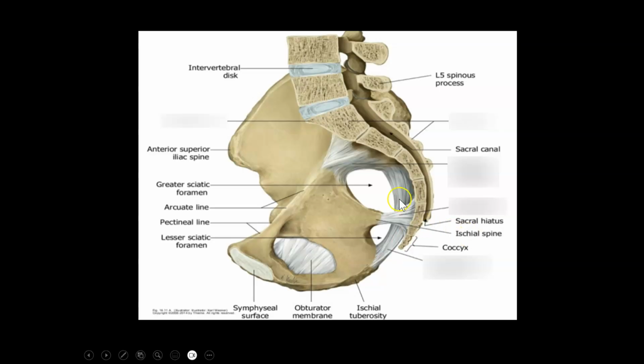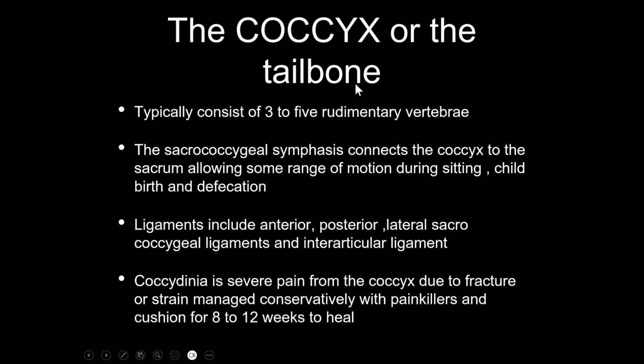And another view from the lateral side, the right side: obturator here, the sacrum, the sacrospinous ligament, the sacrotuberous ligament, the greater sciatic foramen, the lesser sciatic foramen. Of course, this is the central or the sacral canal, part of the central canal. The coccyx, what we call the tailbone, typically consists of 3 to 5 rudimentary vertebrae. So it can be 3, it can be 5 vertebrae, it can be 4.